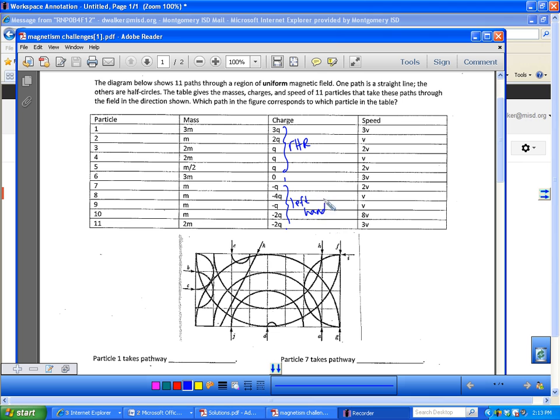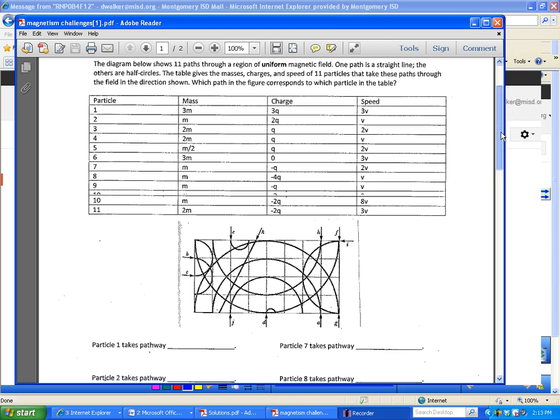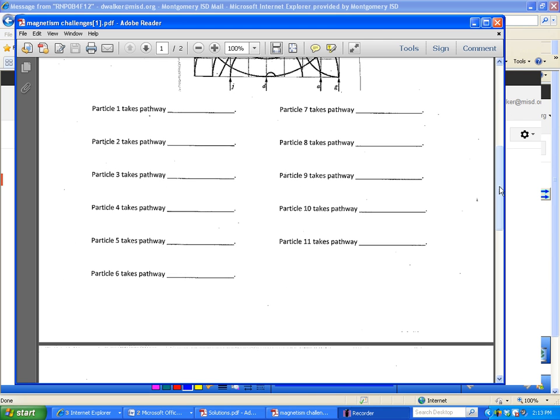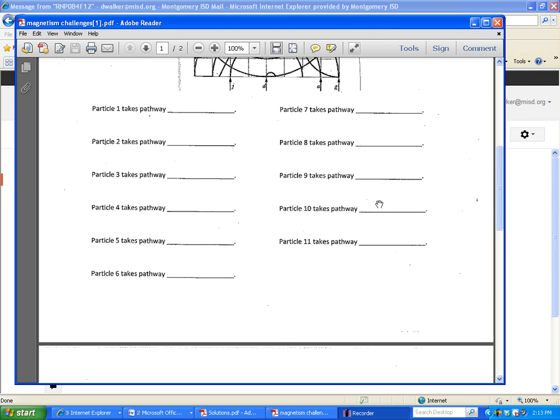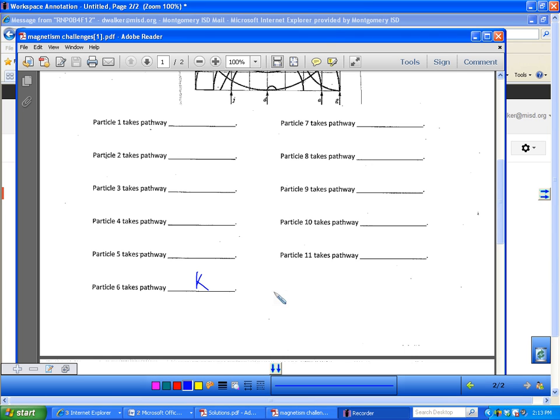Okay. Now you can see that you have circular pathways, and they have different radii. We need to figure out what's going on with the radius in just a second. But first I want to talk about this line right here. We're calling it pathway K. Pathway K shoots straight through. The only one that shoots straight through is something that doesn't have a charge, so particle 6 must be pathway K. So let's go ahead and fix that. Particle 6 is going to be K, because if there is no charge, there will be no radius.